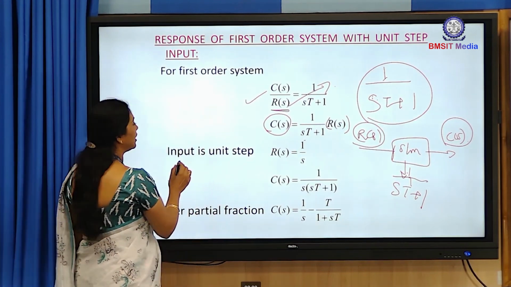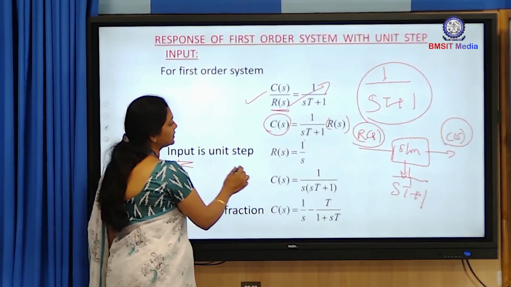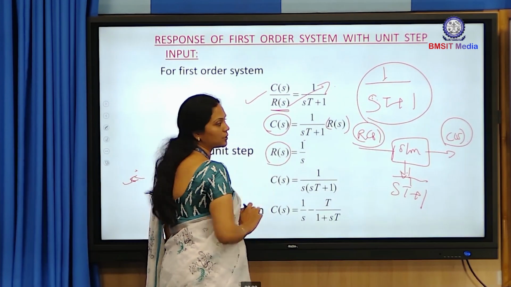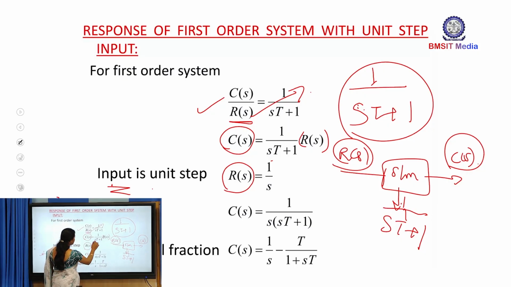Now, let the input be the unit step. If the input is the unit step, the value of r of s we are supposed to consider is 1 divided by s.